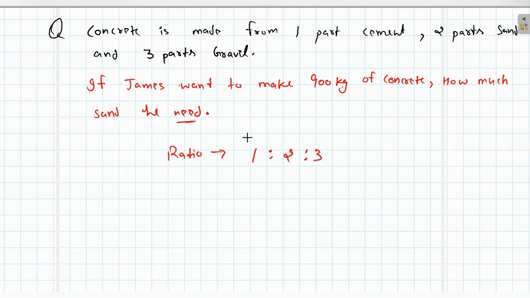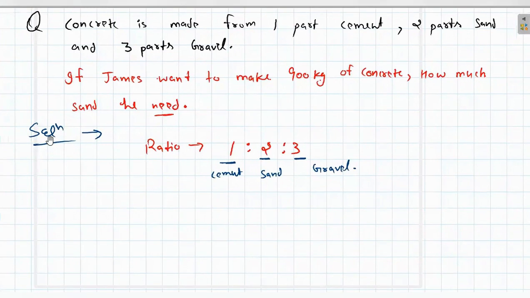So this 1 is representing what? Cement. This 2 is representing the sand. And this 3 is representing what? The gravel. Yes or no? You getting it? Okay, yeah, I get it.